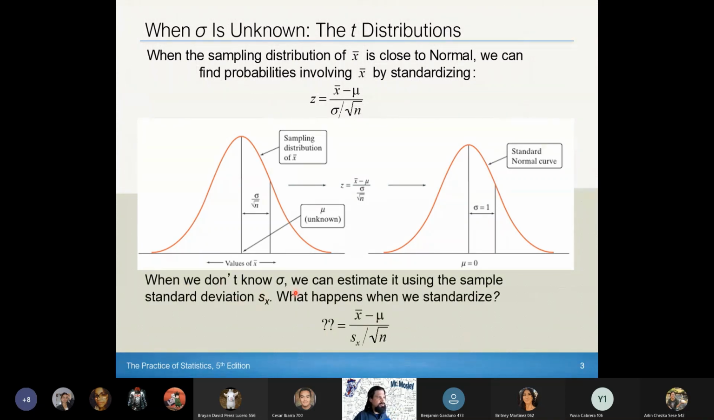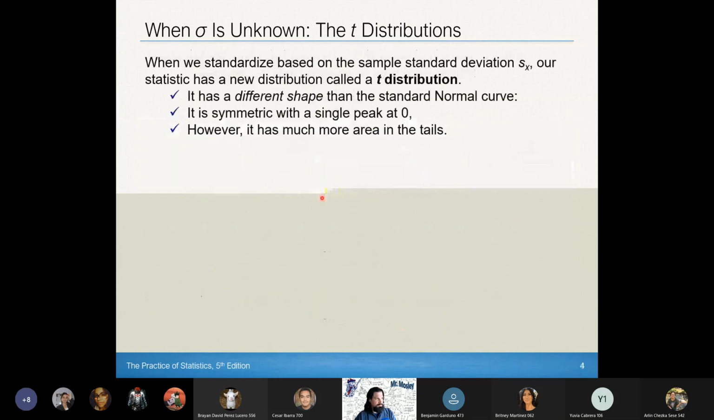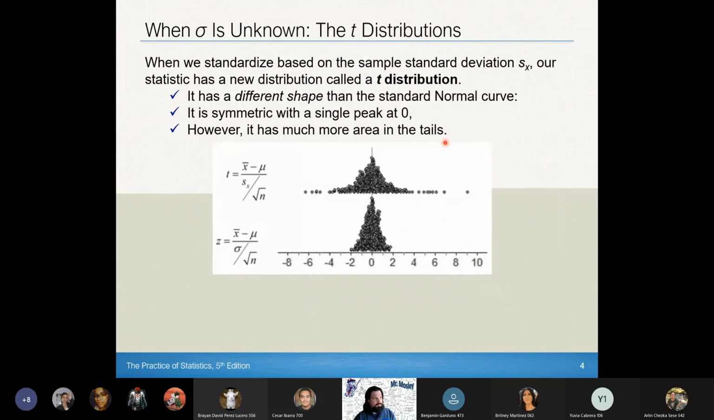When we don't know sigma, we can estimate it using the sample standard deviation S sub x. What happens when we standardize? We have x bar minus mu divided by S sub x divided by square root of n. What do we get? When we standardize based on the sample standard deviation S sub x, our statistic has a new distribution called a t distribution. It has a different shape than the standard normal curve. It is symmetric with a single peak at 0. However, it has much more area in the tails. This is what it looks like.